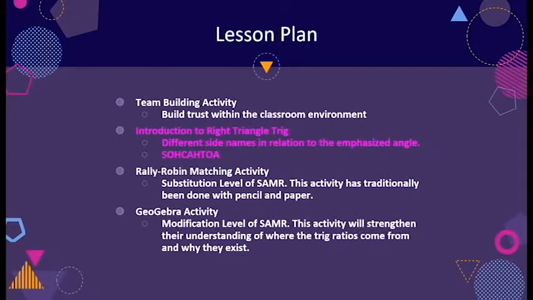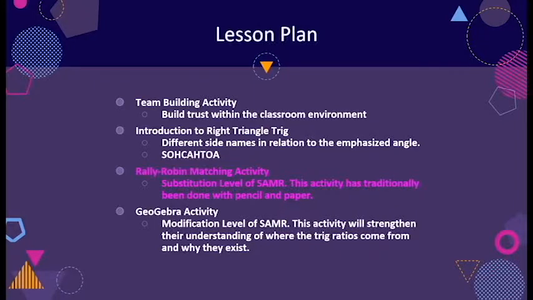After about a 5 to 10 minute team building activity, we will do an introduction to right triangle trig. This will be a short amount of direct instruction. We'll talk about the different side names in relation to the emphasized angle, and we'll introduce SOHCAHTOA, which stands for sine, opposite leg over hypotenuse, cosine, adjacent leg over hypotenuse, tangent, opposite leg over adjacent leg, which is a nice little word for kids to help memorize the different trig functions.